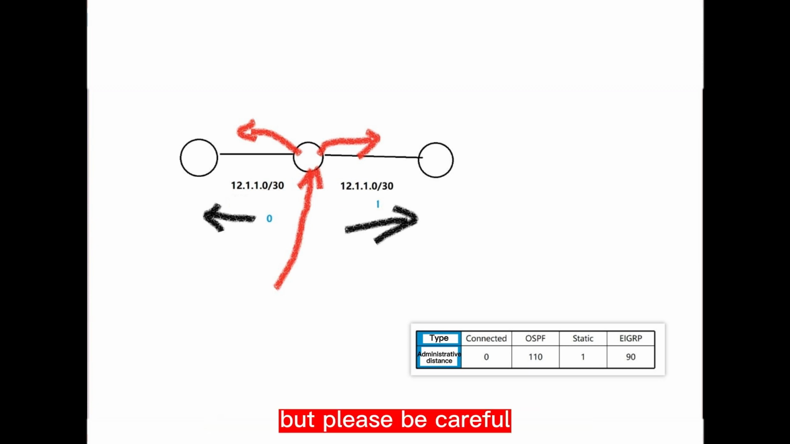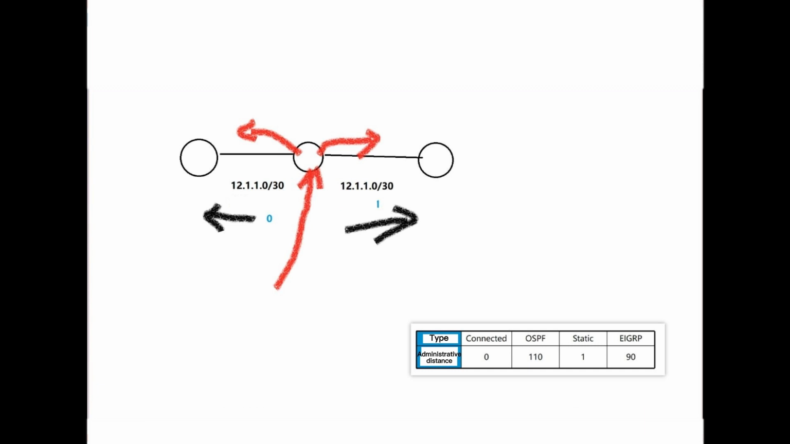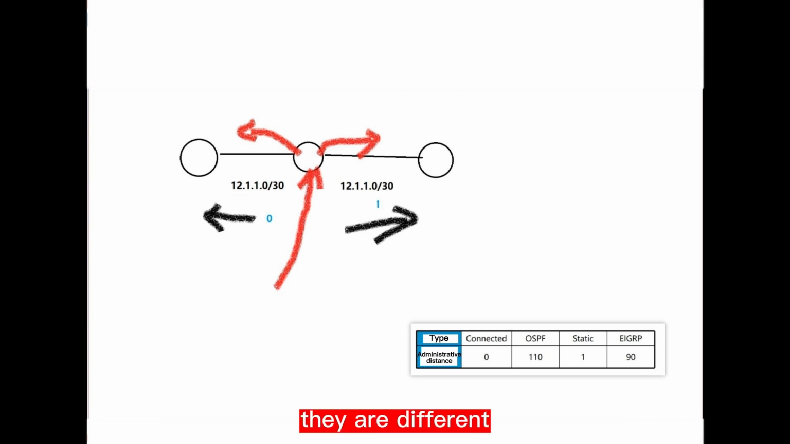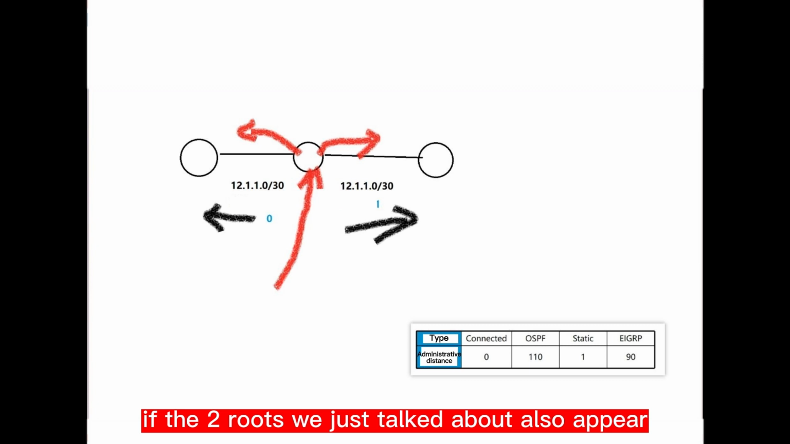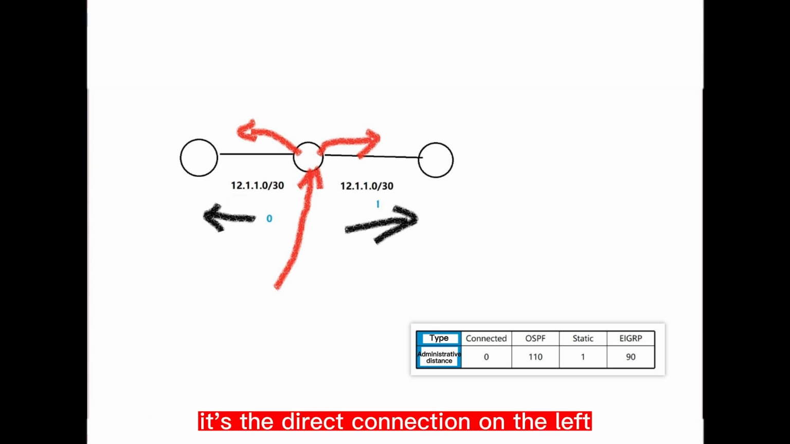But please be careful: routing protocols and administrative distance are different for devices from different manufacturers. If the two routes we just talked about both appear, then only one will appear in the routing table. It's the direct connection on the left.